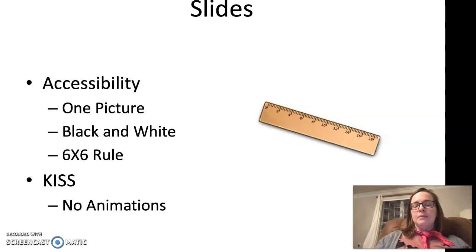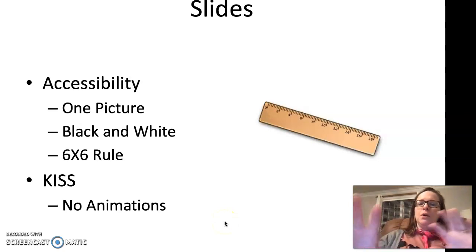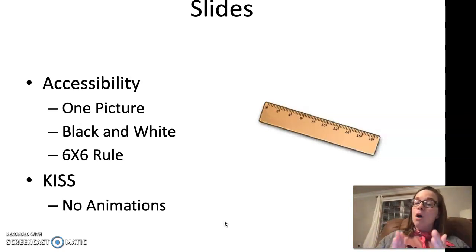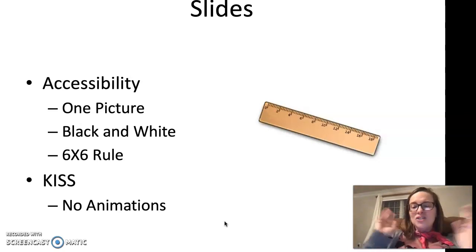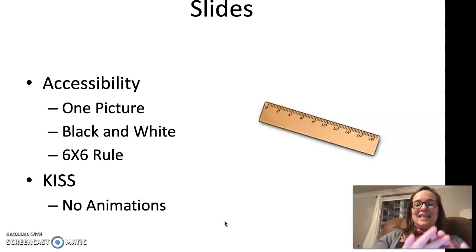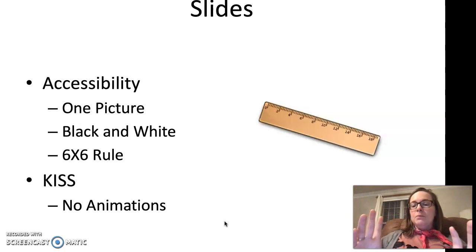So when we're talking about accessibility, we want to make sure that we only have one picture, as you see here. The reason why we do that is because if you put more than one picture, one, it distracts the audience. Two, they're taking so long to try to figure out what all pictures you have, and your pictures are going to have to be really small. So it's going to be really hard for people at the back of the room or people with a not so great computer to be able to actually see what you've got on that slide. So we want to keep it clean, with minimal things on it.